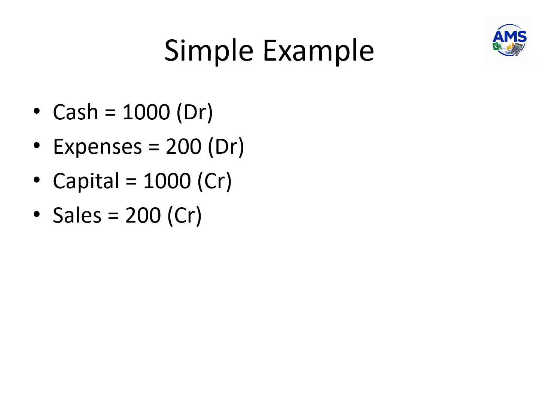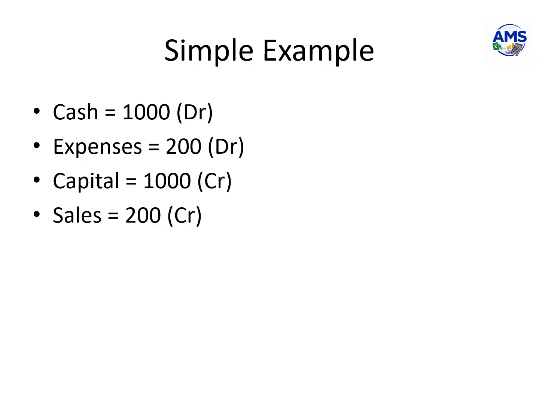Now, let's look at the simple example in a trial balance structure. Say your cash is 1,000, your expenses is 200, capital 1,000, sales 200.